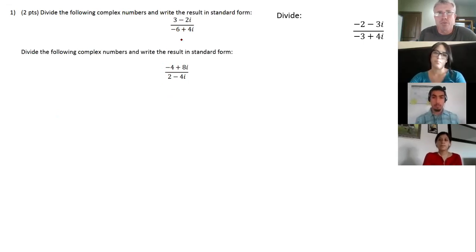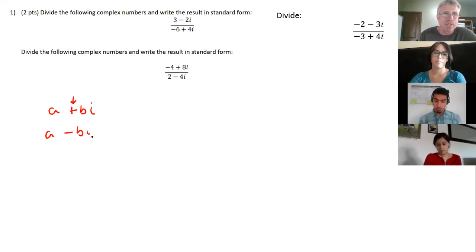The idea that comes into play when you're doing division with complex numbers is the idea of the complex conjugate. And all a conjugate is with complex numbers is everything is the same except whatever the operator is in there, you write the opposite operator. So a minus bi is the conjugate of a plus bi and vice versa. So the conjugate of a minus bi is a plus bi.